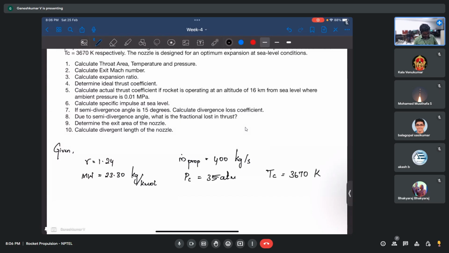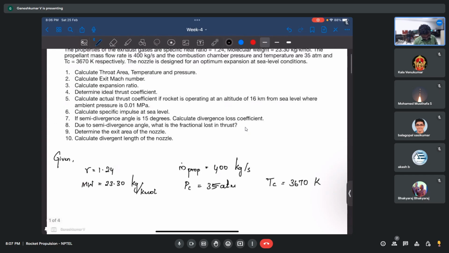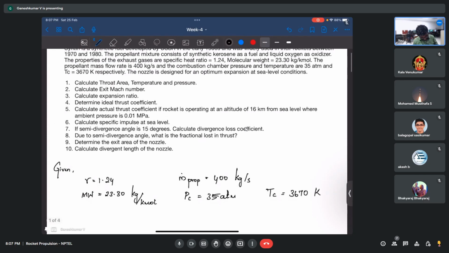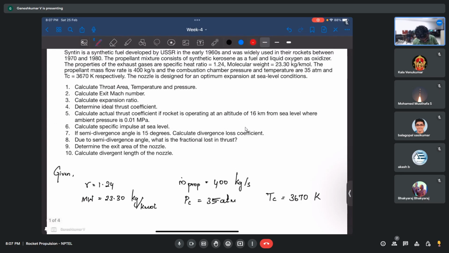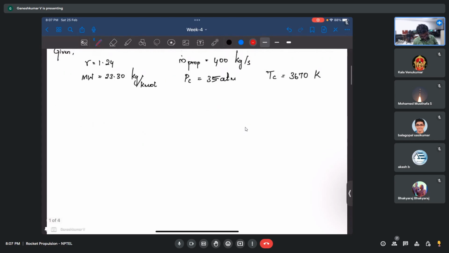Okay, so now we have all these. It is also an important line that the nozzle is designed for optimum expansion at sea level condition, right? It is designed for optimum expansion at sea level condition. At sea level condition, we know P ambient is going to be 1 atmosphere.